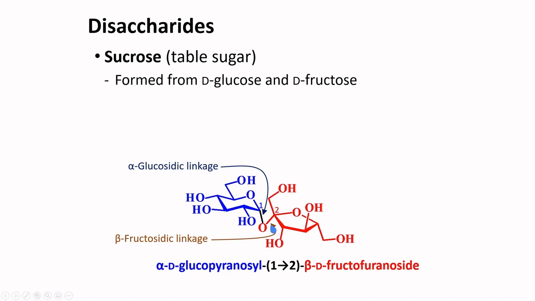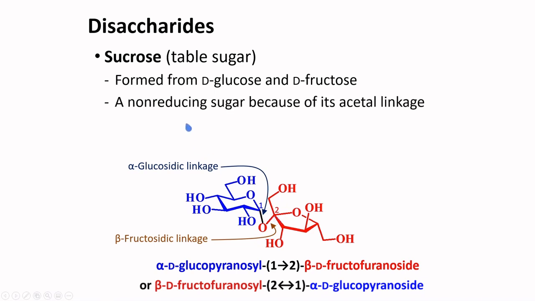The chemical name of this compound is alpha-D-glucopyranosyl 1,2-beta-D-fructofuranoside. 1,2 here indicates the connection between the glucose and the fructose residues.